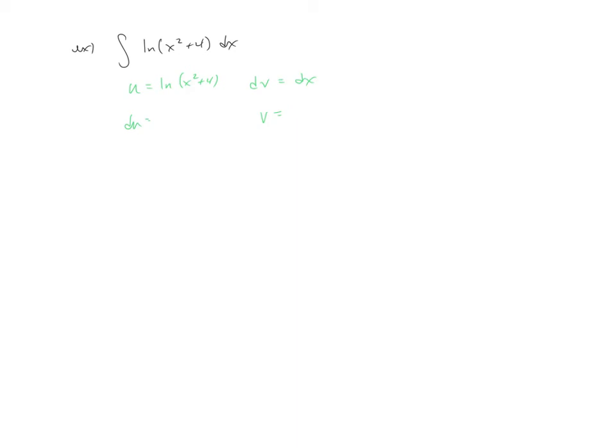Okay, so that gives us our du. That's going to be 1 over x squared plus 4 times the derivative of the inside, which is 2x dx. And then on the dv, if we integrate, we get our x. All right, so now we have uv, so x natural log x squared plus 4, minus the integral of v du. So that's going to be a 2 with an x squared on top, and x squared plus 4 dx. All right, so now we are ready to integrate this guy right here.